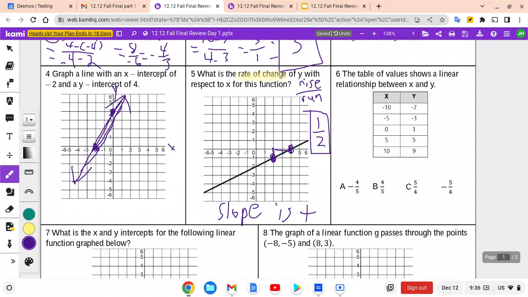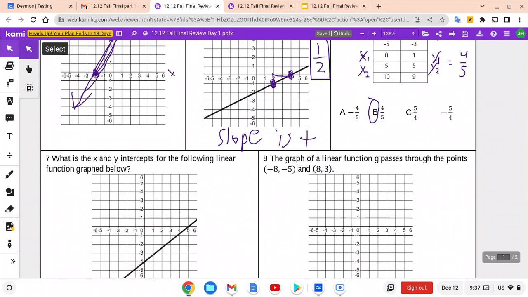All right, let's find the slope of this line. Remember, you only need 2 points. Let's see, this can be my x1, x2, y1, y2, and you find your slope: 5 minus 1 over 5 minus 0. That equals 4/5.